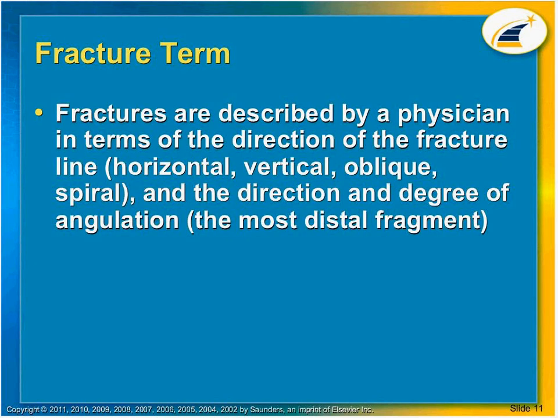Other terms are described by a physician in terms of the direction of the fracture line. You have horizontal, vertical, oblique, spiral, and the direction and degree of angulation, which is the most distal fragment. So angulation is the term that is used for the most distal fragment. Distal means far or furthest away, and proximal means near or close.